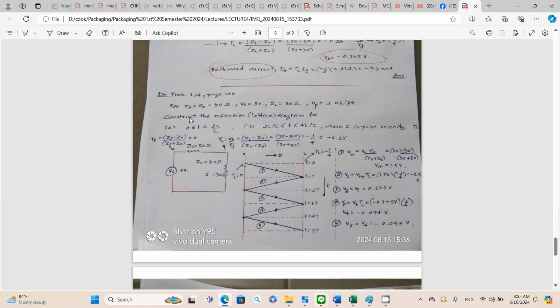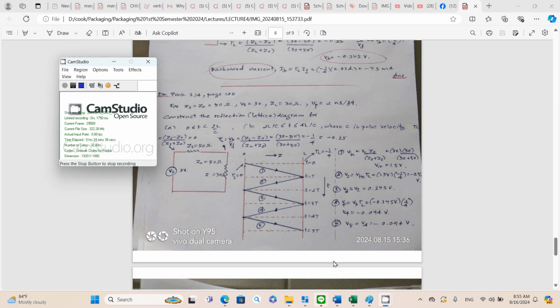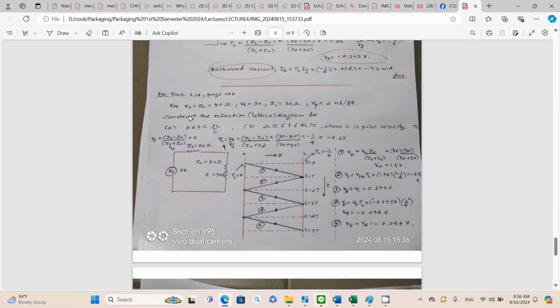let's wrap up with problem 3.14, page 100. Okay, problem 3.14, page 100, asks you to construct a reflection or lattice diagram. This is your reflection or lattice diagram.